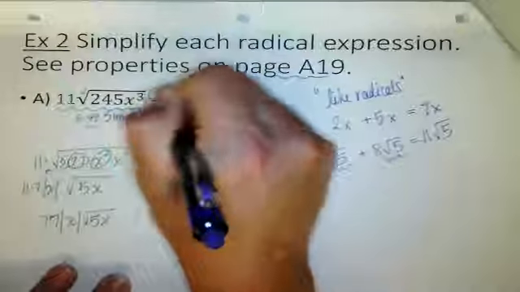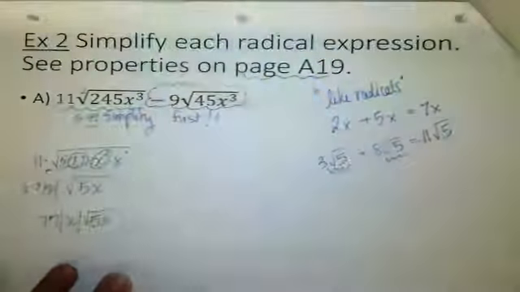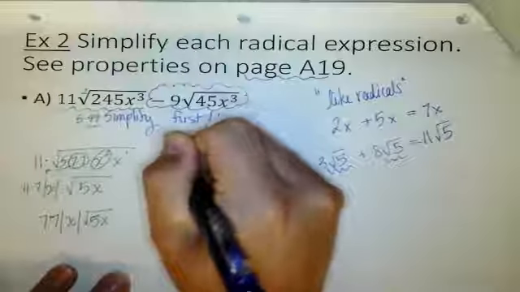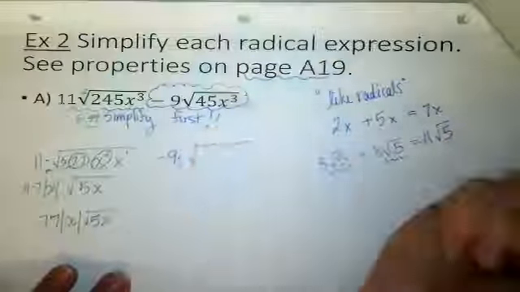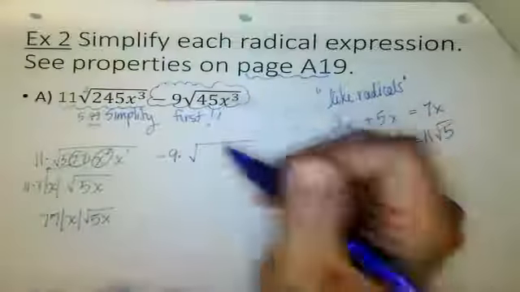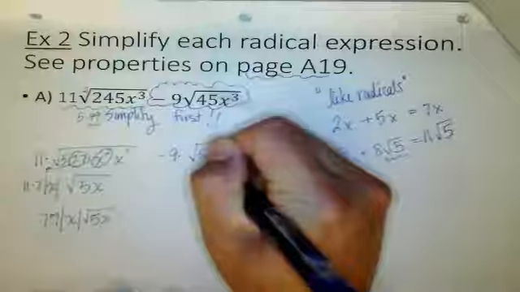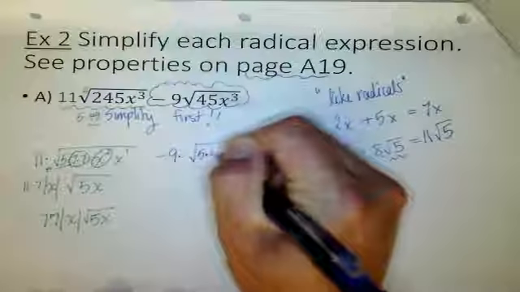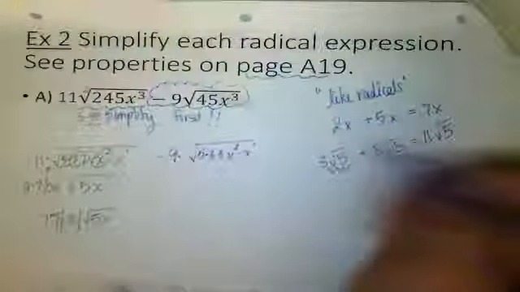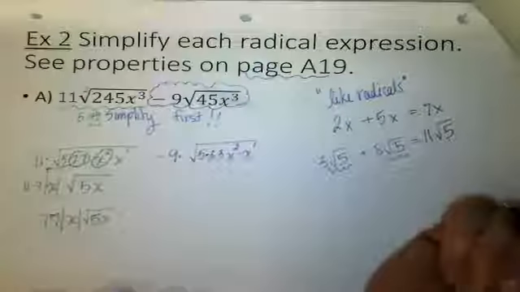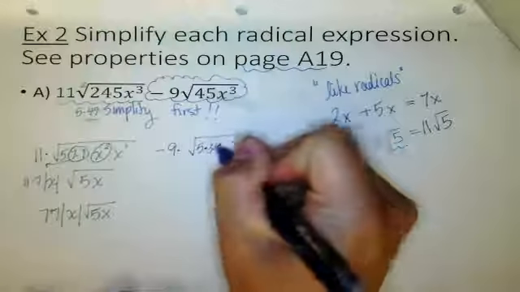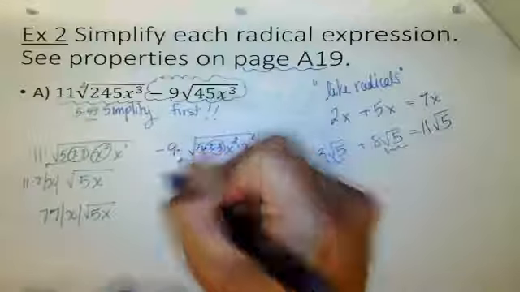Now I'm also going to do the same thing with this second expression. You'll notice how I included the negative in it. Negative 9 times the square root of 45x cubed. What does 45 break apart into? 5 times 9, and 9 breaks into 3 times 3. X cubed is going to be x squared times x to the first. So what gets to escape the radical? A pair of 3s, so a 3 gets to come out.